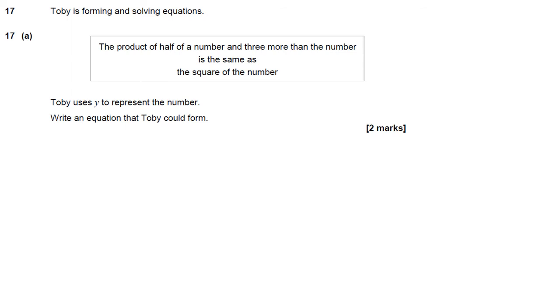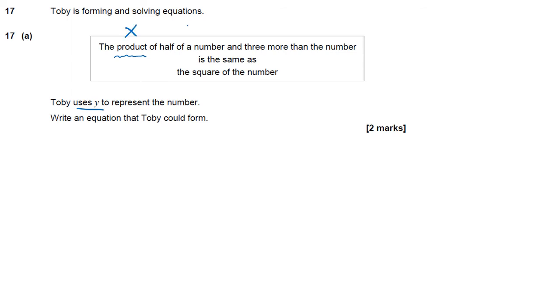Okay, forming equations now. So we're told that Toby wants to write an equation down to describe this problem. The product of half of a number and 3 more than the number is the same as the square of the number. And we're going to use y to represent the number. So let's just look at these terms here. The product, what does the product mean? That means that we're going to multiply things together. That's what product means.